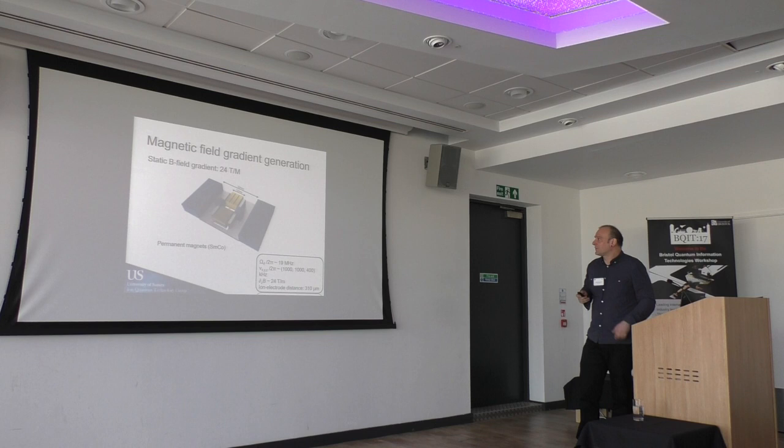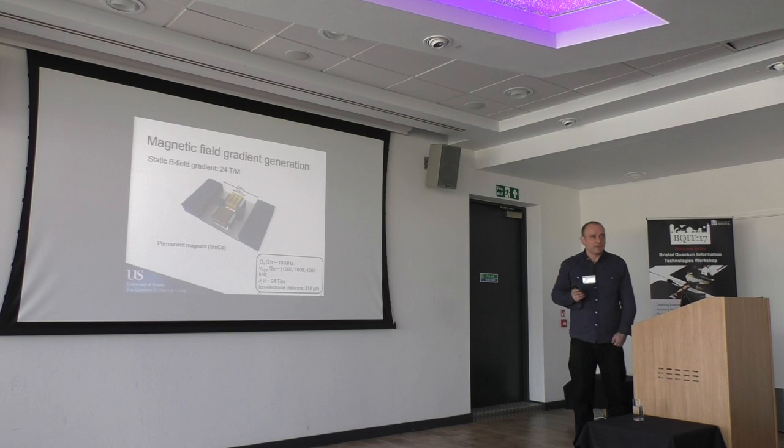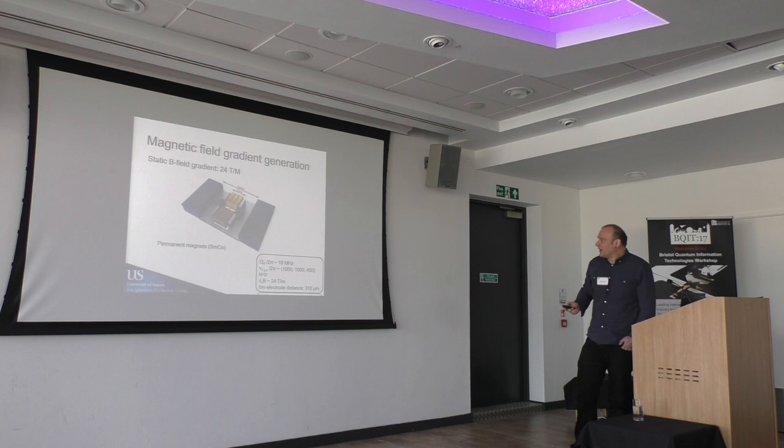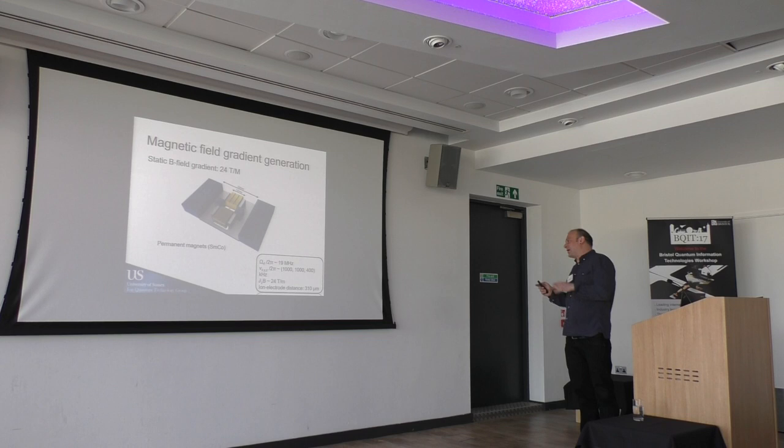Now, let me show you a first very, very simple experimental setup. What you see here is a macroscopic trap. You see here two permanent magnets. These permanent magnets produce a magnetic field gradient right here in the center where the ions are located. And this is exactly the gradient we're going to use to do our entanglement gates.